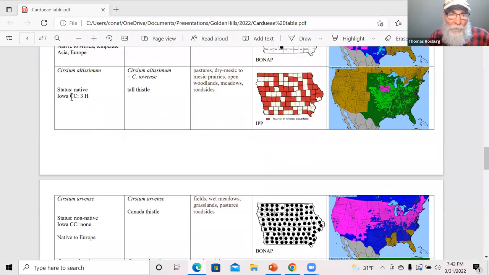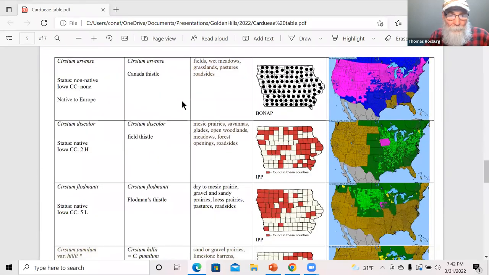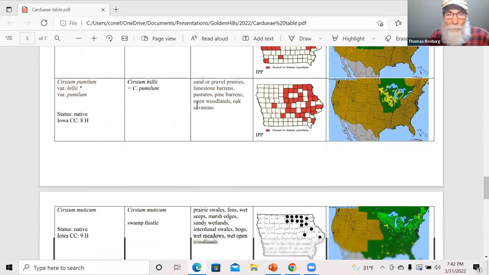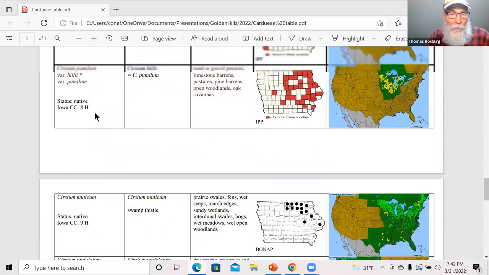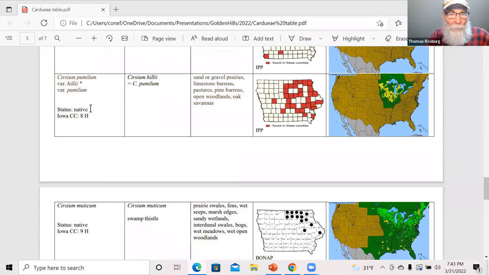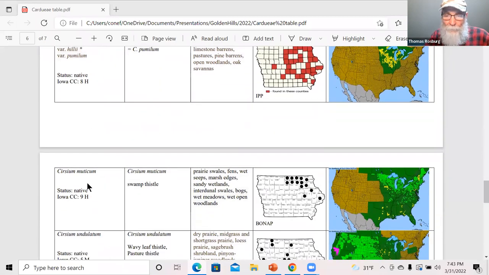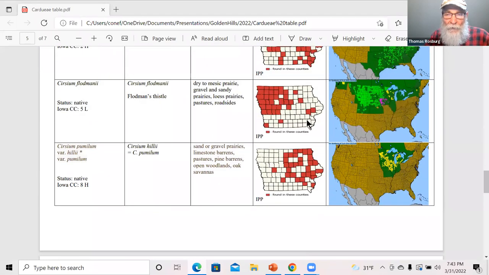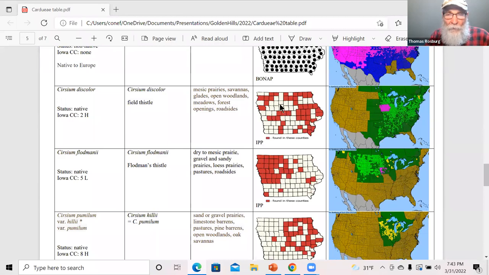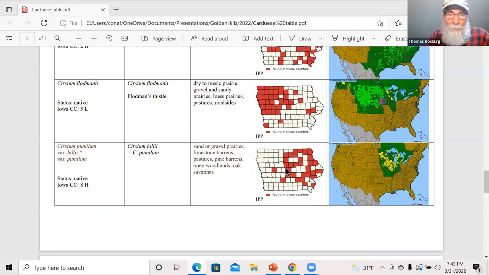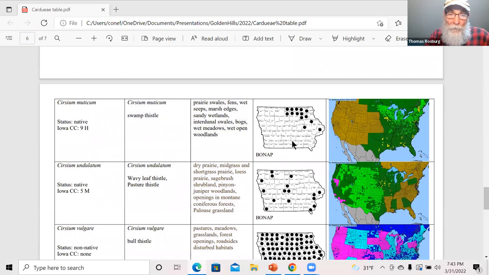Now these will have coefficients of conservatism associated with them. I forgot to put in here, I see these two are at least special concern species here, Hill's thistle and swamp thistle. But this again shows you where they are in Iowa pretty well. You can see that in most cases, well, Cirsium discolor is pretty much statewide. Flodmanii, I would say, is a little bit more northwest Iowa. Hillii certainly seems to be more in the eastern half of Iowa. And muticum is definitely a north central and northeast species growing in wet areas.